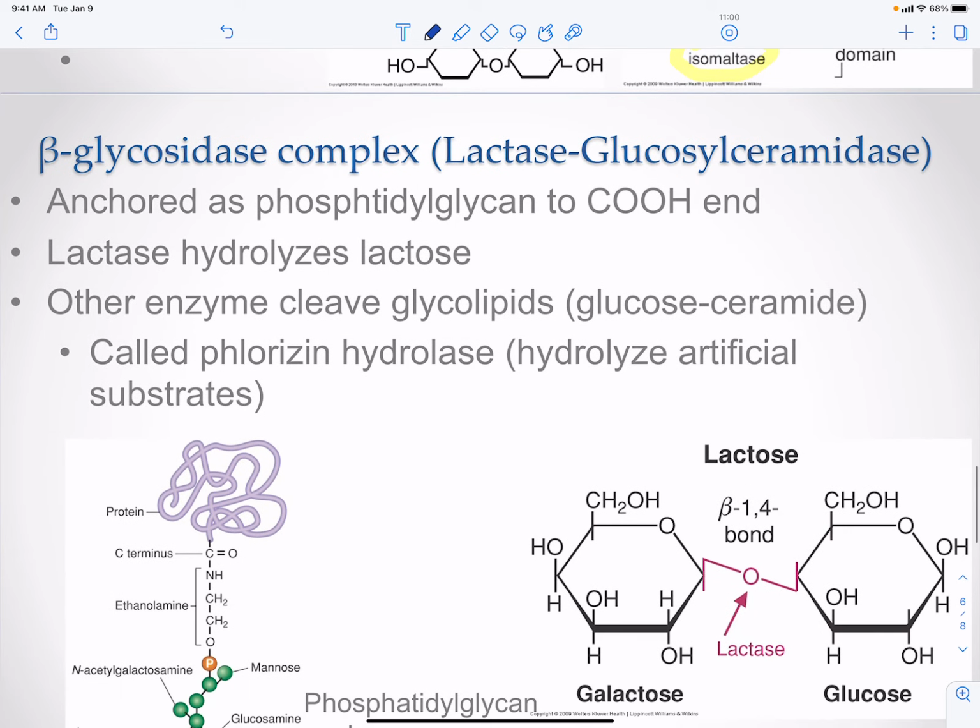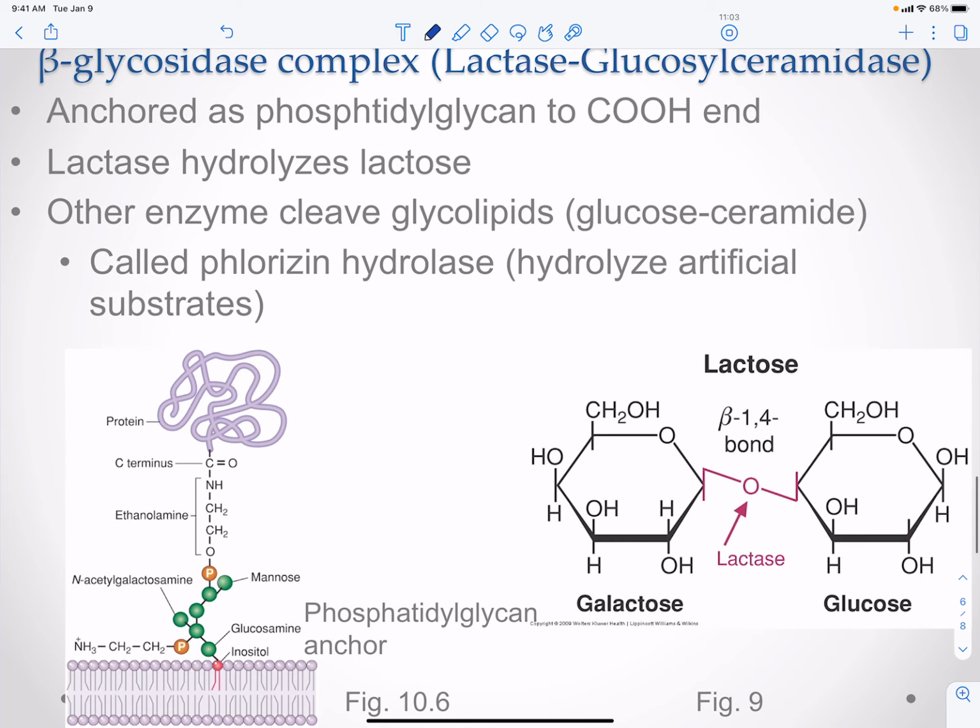Now we also have our beta glycosidase complex. This is the one that's going to have the ability to split lactose as well as remove ceramides or remove fats from your sugars. And so this is going to have that glucose ceramide complex, that phlorizin hydrolase. This is also the complex that will allow you to hydrolyze artificial sugar substrates.